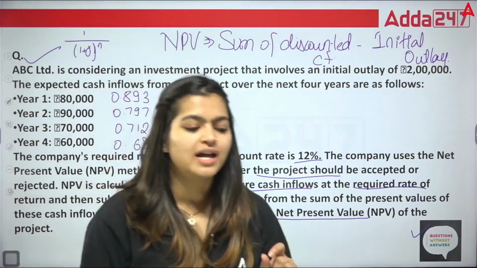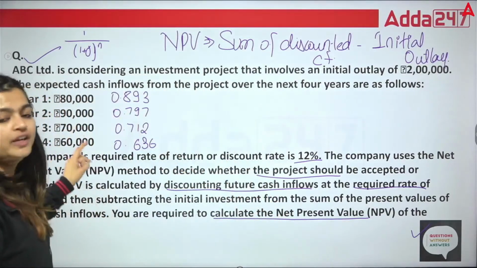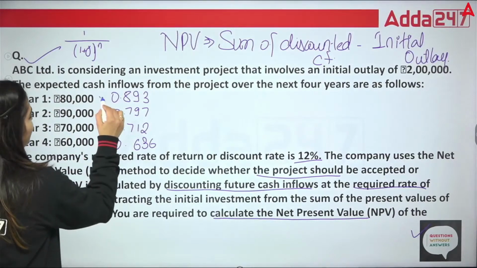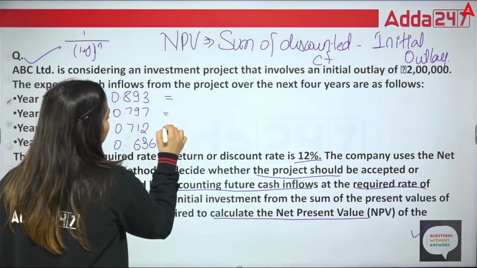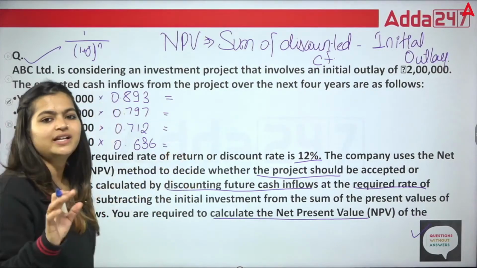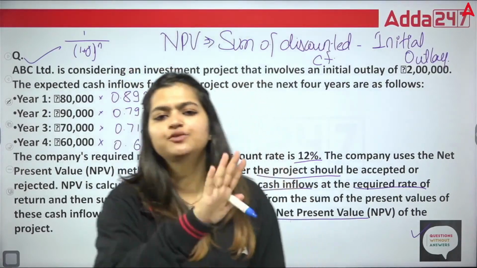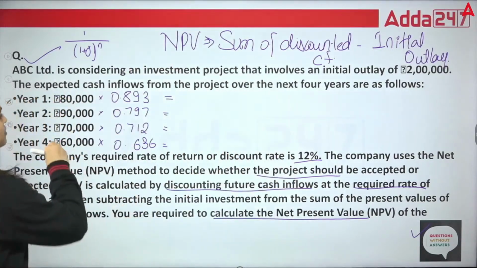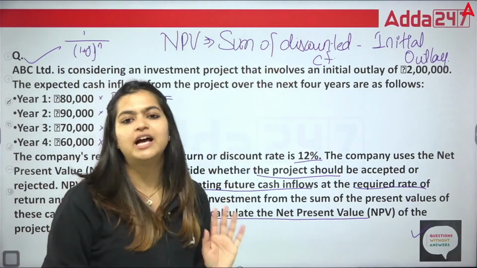Now we need to calculate the present value of these cash flows. So what we are going to do is the multiplications. See, I am not preparing the table, because we know that in exams they are not giving marks for the stepwise calculations. That's why I am not preparing the table. I am just calculating directly the sum of the discounted cash flow amounts.